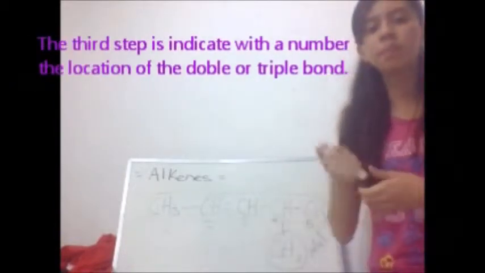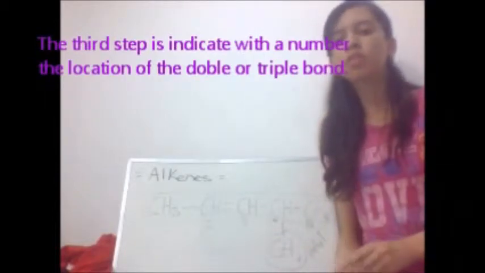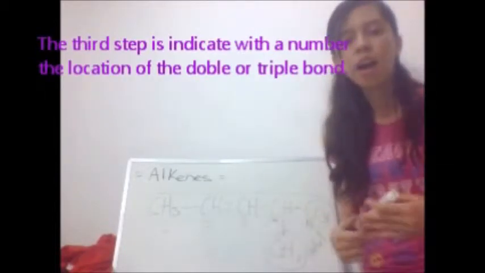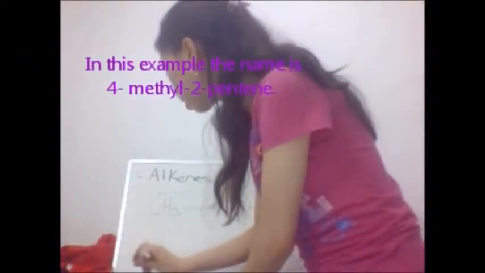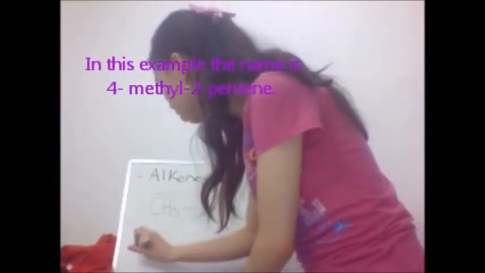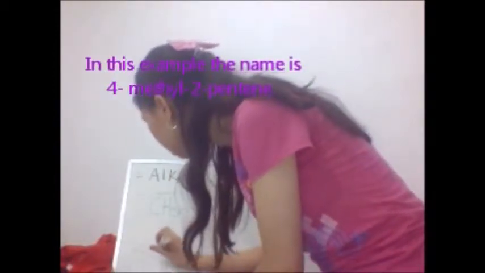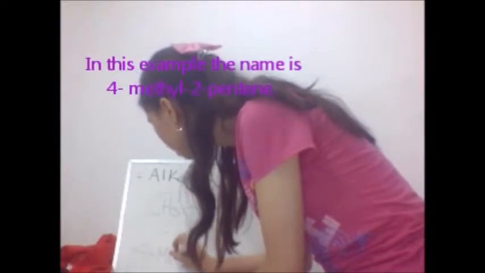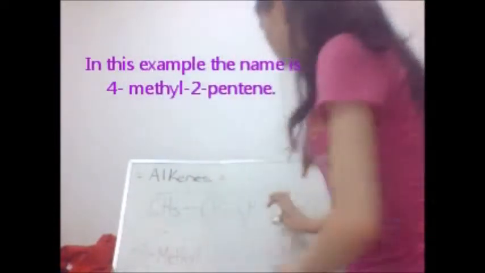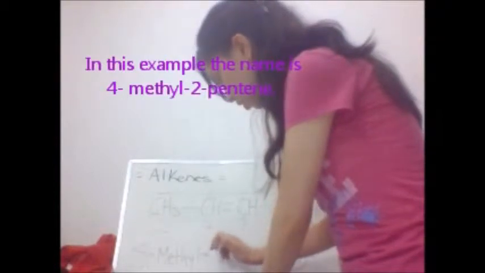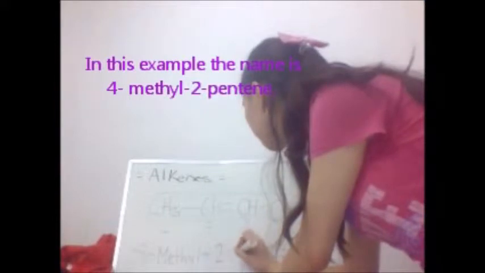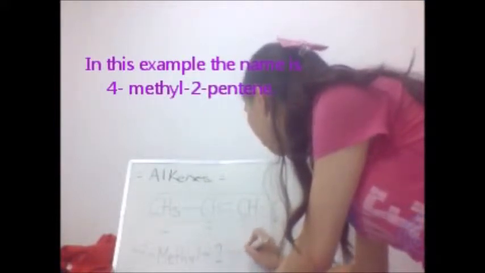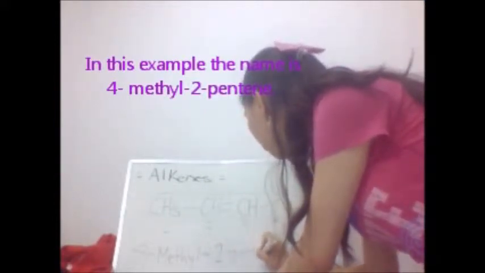The third step is to write the number of the location of the double or triple bond. In this example, the name is methane. For methane, 2.